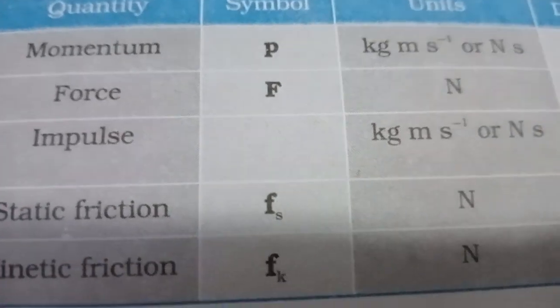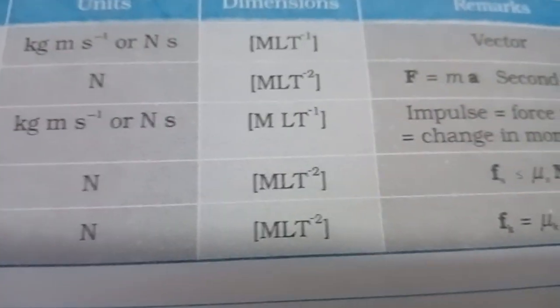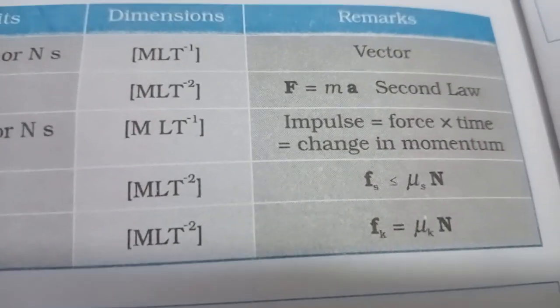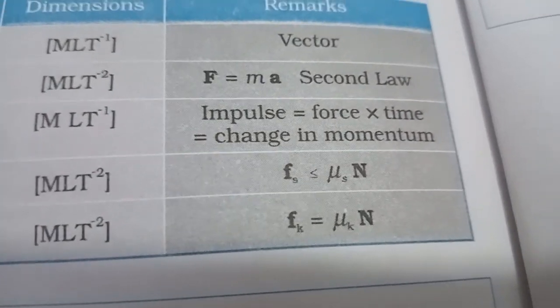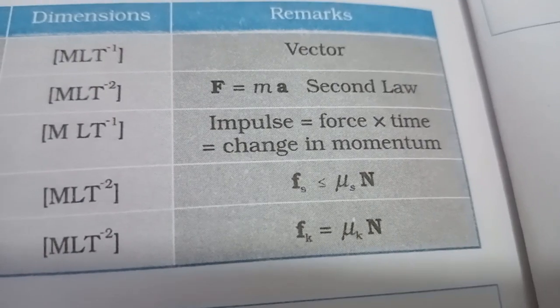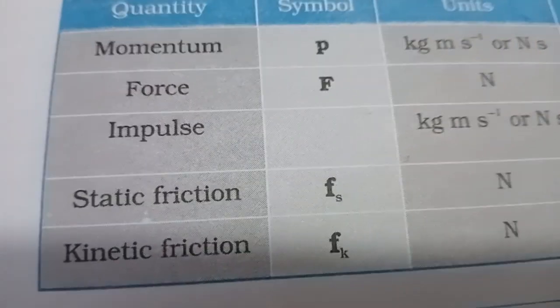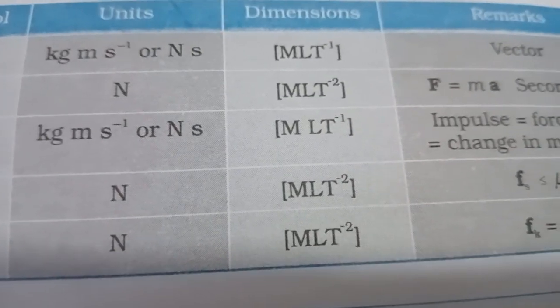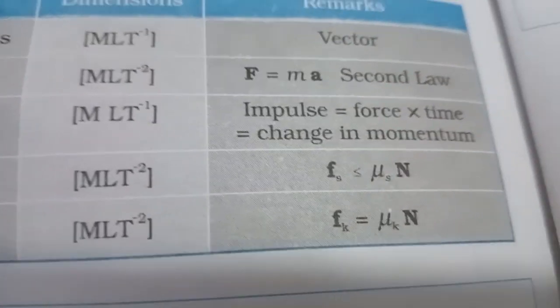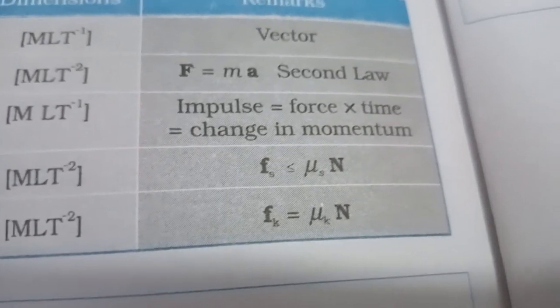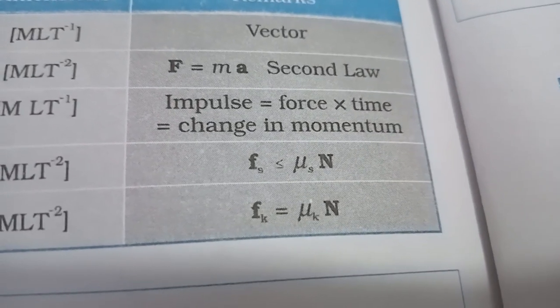Second quantity is force, given by symbol F. Unit is Newton. Dimensions are M to the power 1, L to the power 1, T to the power minus 2. F is given by m into a, Newton's second law. Impulse: unit kg meter per second or Newton second. M to the power 1, L to the power 1, T to the power minus 1. Impulse is given by force into time, equal to change in momentum.